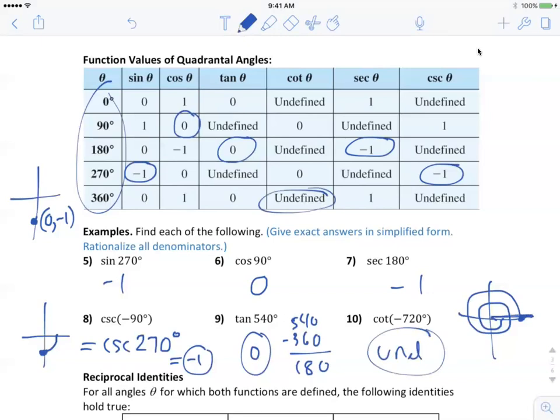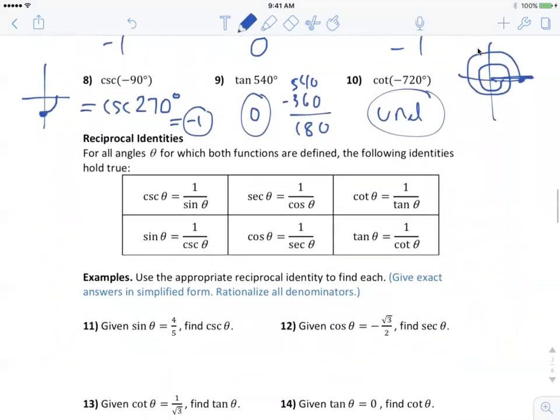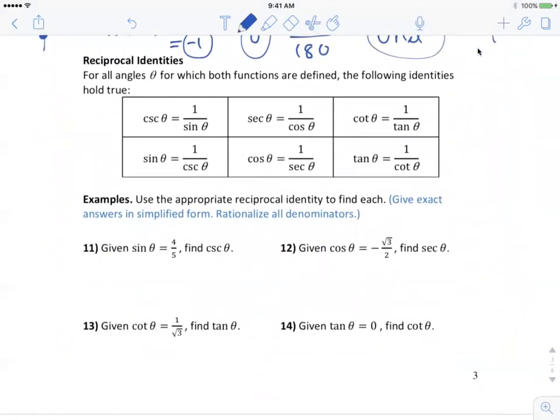Let's keep it going here. How about reciprocal identities? When we use the word identities, we're pretty much talking about formulas that always work for any value of the variable, in this case, an angle, theta. These are the ones we did talk about a little bit last time, the reciprocal identities. Cosecant is just the reciprocal of the sine, and vice versa. Sine is the reciprocal of the cosecant. So each one has a pair. Cosecant goes with sine, secant with cosine, and cotangent and tangent.